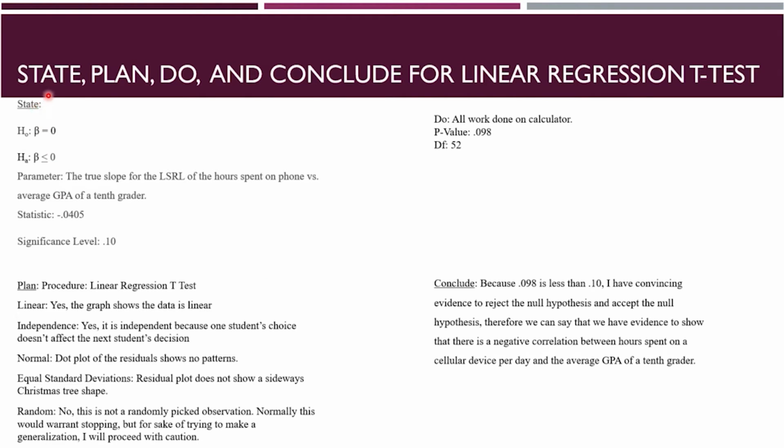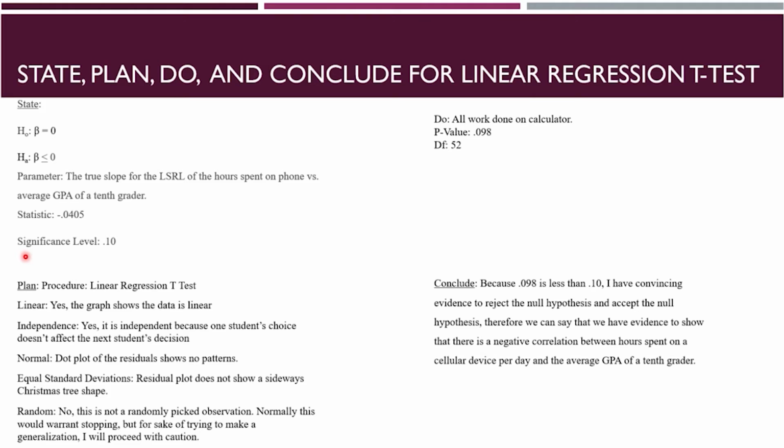Here is the state, plan, do, and conclude for my linear regression t-test. For the state phase, I have my null hypothesis as the true slope is equal to 0. For my alternate hypothesis, I have it set as the true slope is less than or equal to 0. For my parameter, I have it as the true slope for the LSRL of the hours spent on phone versus average GPA of a 10th grader. My statistic is 0.0405. And my significance level has been set at 0.1.